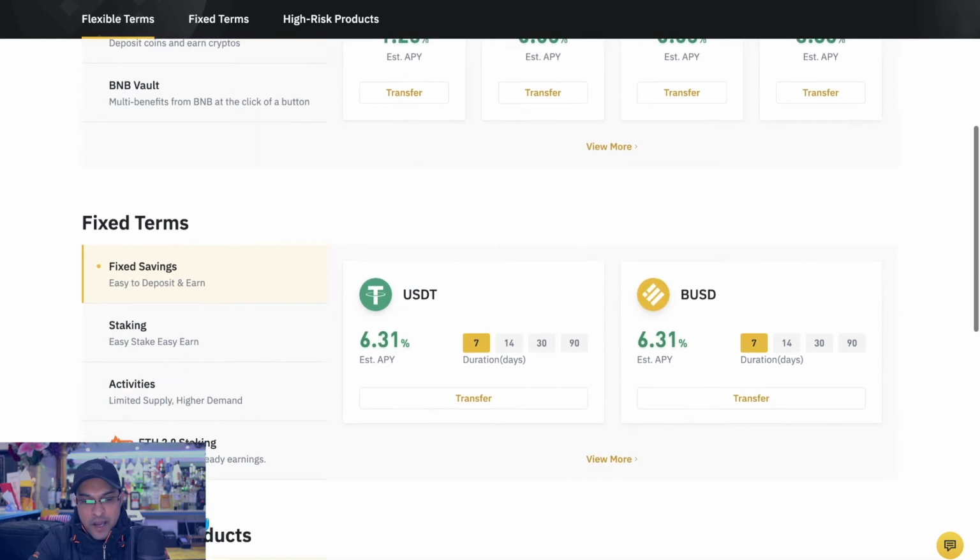Like for example, ETH 2.0 staking. If you go and stake your Ethereum, you're never going to see that Ethereum again until it's released. So you have to understand this could take 2 years, 3 years, 4 years, right?